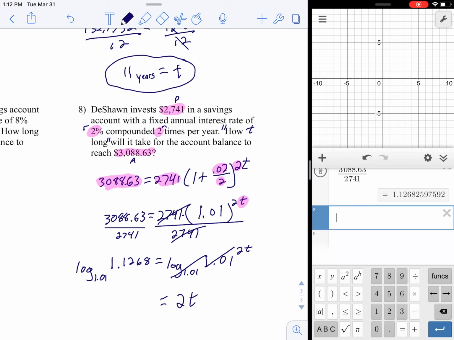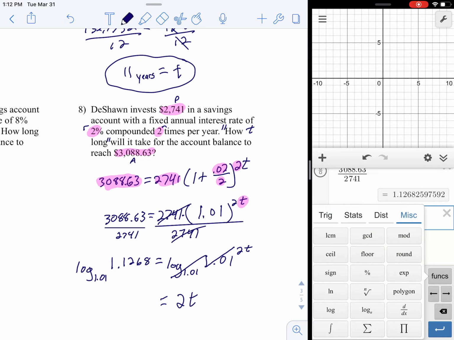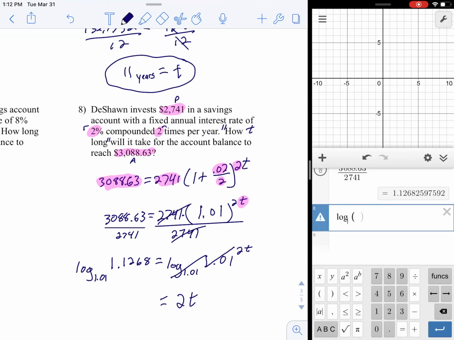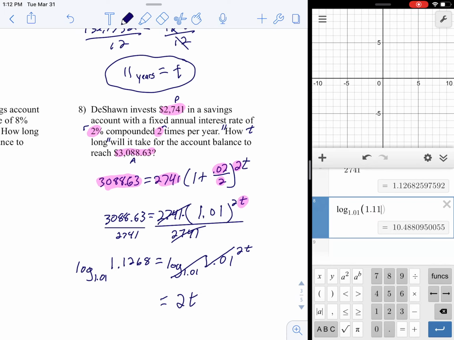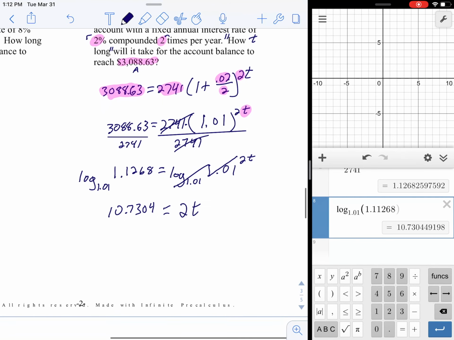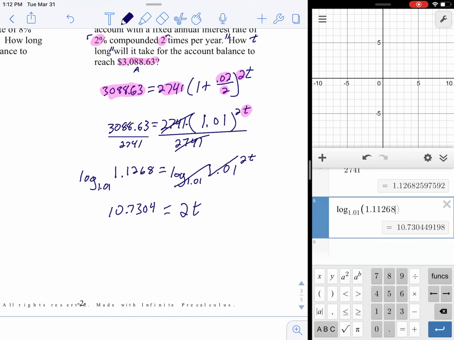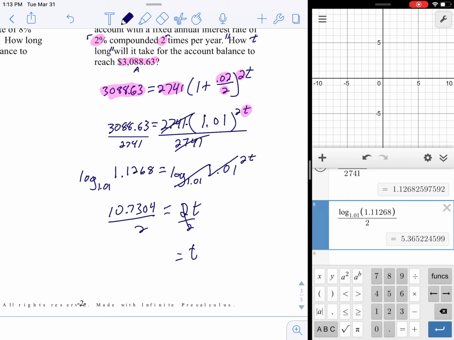The right-hand side I need a calculator for. So function, miscellaneous, the log a button. 1.01 is the base. 1.1268 is the argument. So we get 10.7304. Now divide both sides by 2. And then I can just go up here and type in divided by 2 and get 5.4 years.